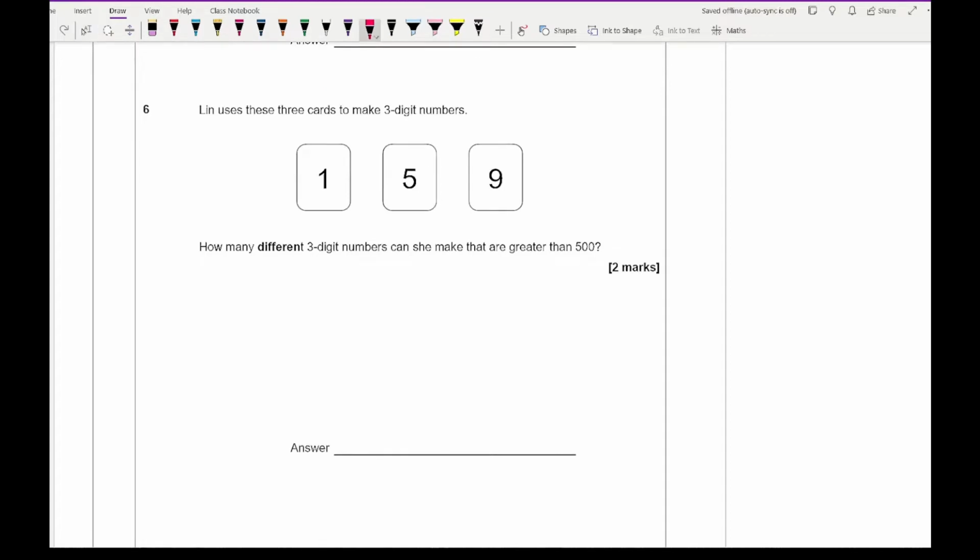How many different 3-digit numbers can she make that are greater than 500? Well, if it's got to be greater than 500, it's either got to start with a 5 or a 9. So starting with 5, the numbers I could then have are 519 and 591. And then starting with a 9, I could have 915 or 951. So how many different 3-digit numbers can she make? Well, the answer is going to be 4.